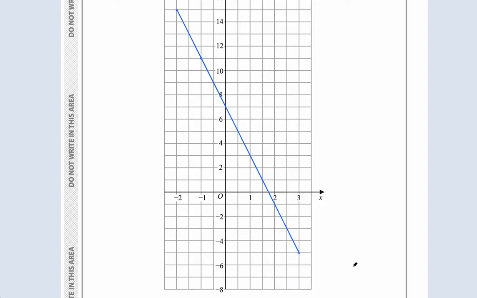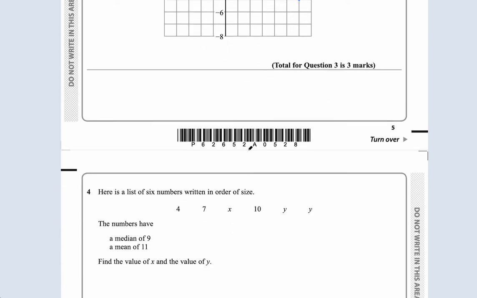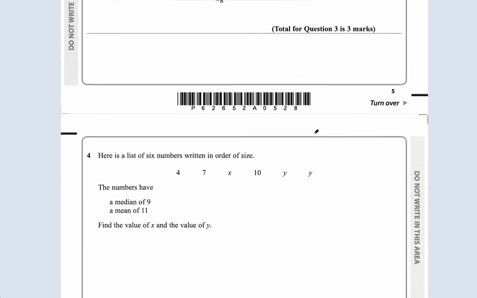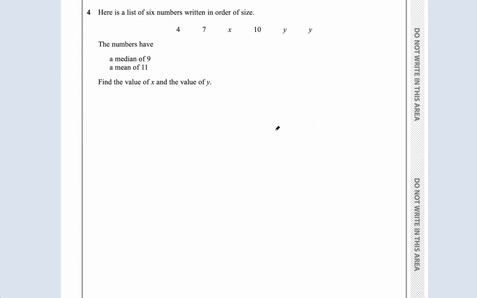So obviously don't. Okay, and that's 3 marks, guys. That's actually a nice, fairly easy question for 3 marks. Okay, here's a list of 6 numbers written in order of size. The numbers have a median of 9.